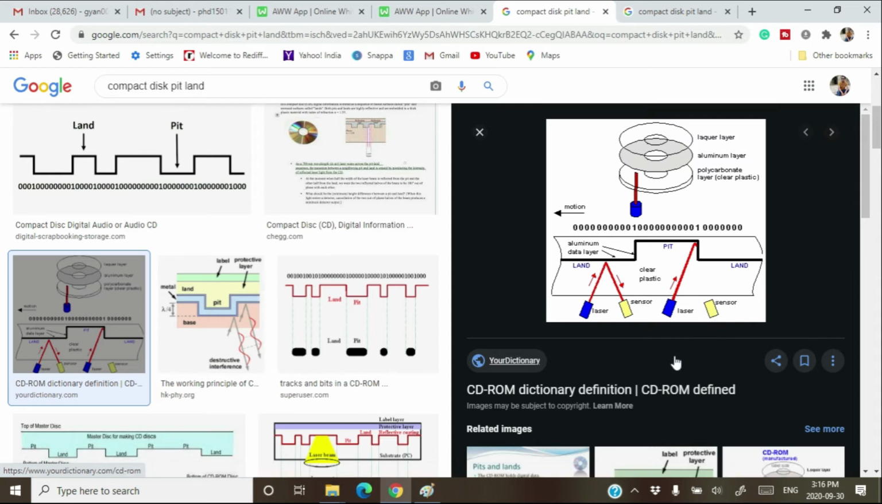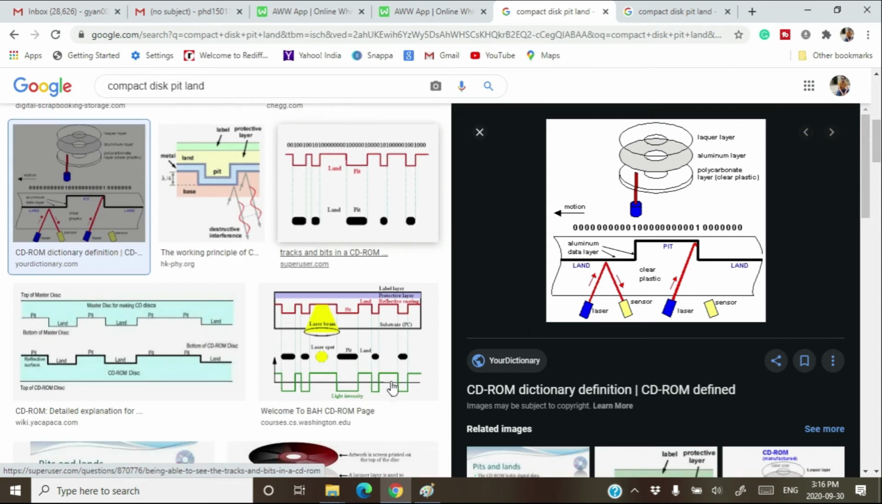Okay, the credit goes to your dictionary. This is how the compact disk stores ones and zeros. The thinner the laser beam, the more accurately it can read the pit and land. Suppose the laser beam covers from here to here, then it will not be able to distinguish between land and pit. So that will be a bad laser beam. The laser beam should be as thin as possible.